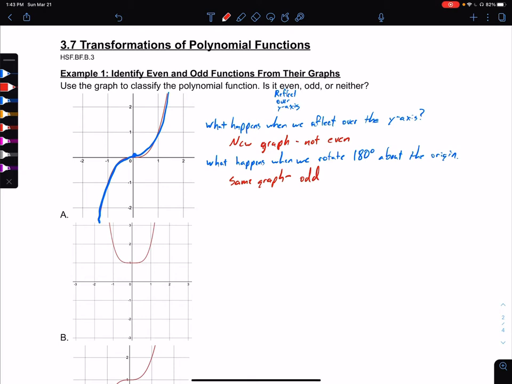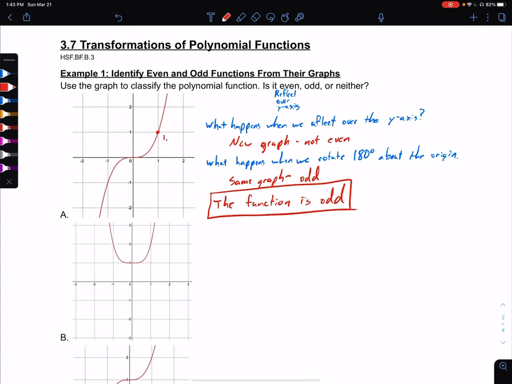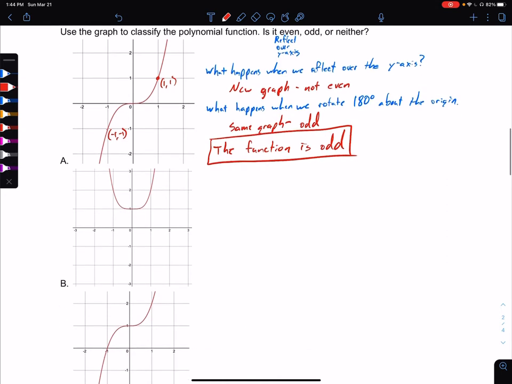So what I would state is that the function is odd, because we rotated 180 degrees about the origin and got that same graph. I'm going to erase those markings. You could also test points, and that's usually what you want to do. Up here we have the point (1, 1). I should wind up with the complete opposite, which would be (-1, -1). That confirms that my function is in fact odd.